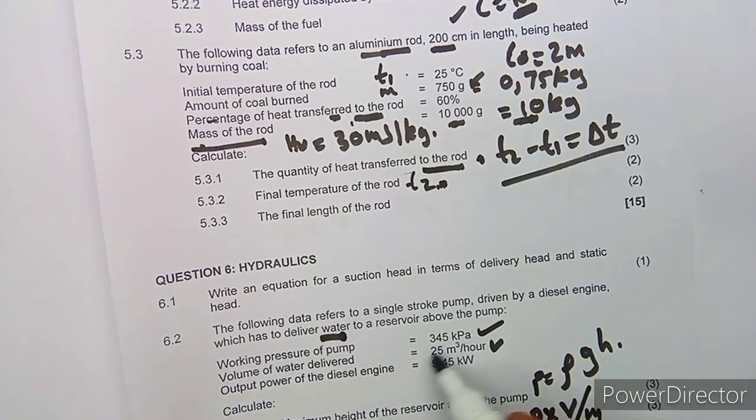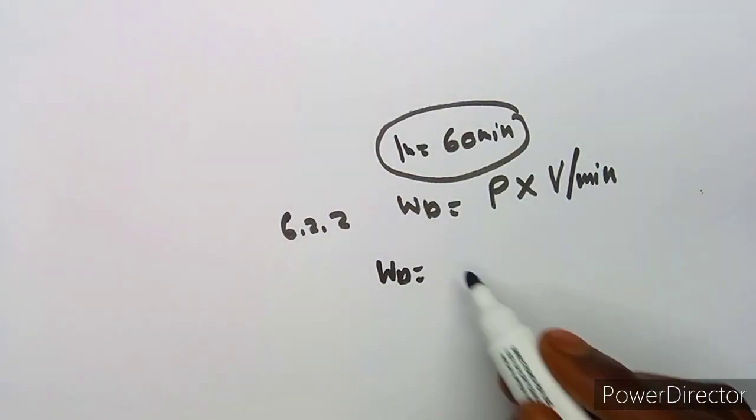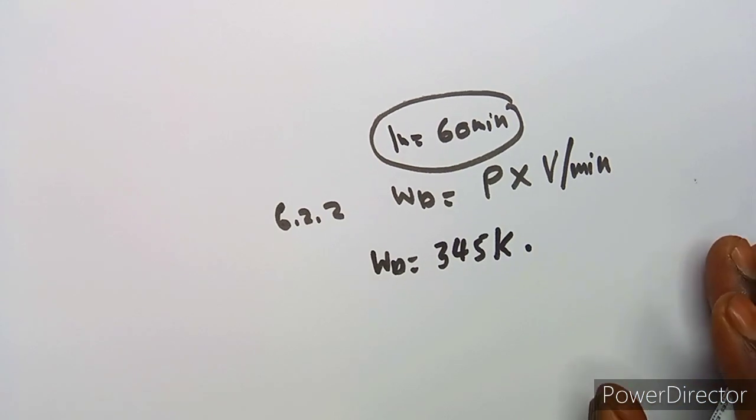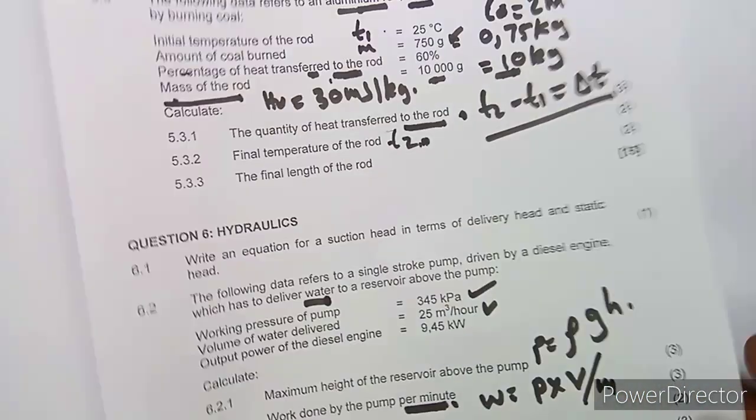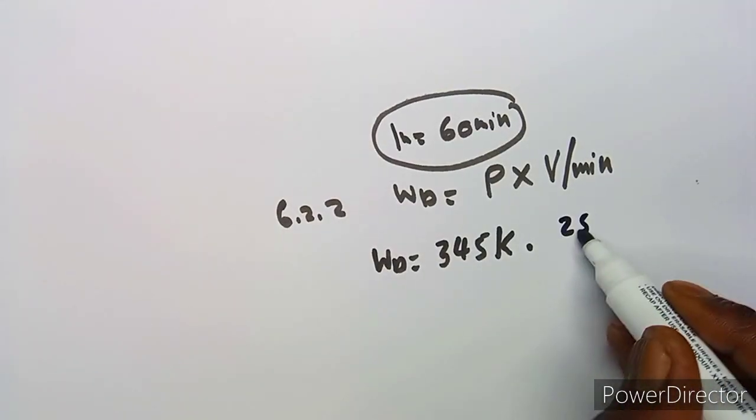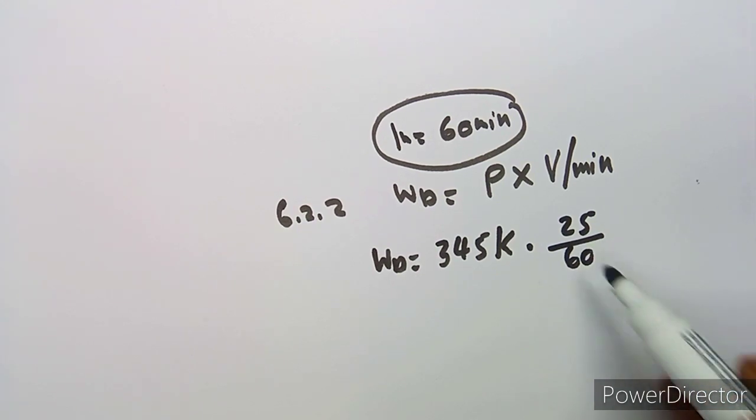So the moment I use this kilo, which means my answer is going to be in kilojoules. Okay, so it's going to be 345 kilo times the volume per minute. Here we are given the volume per hour, so divide by 60, which is 25 over 60. So this is now our volume per minute.